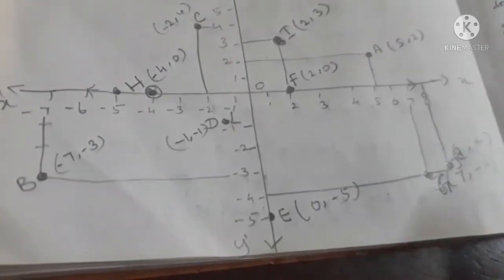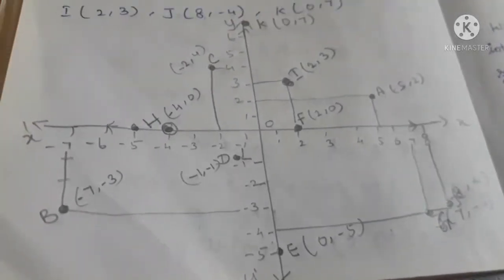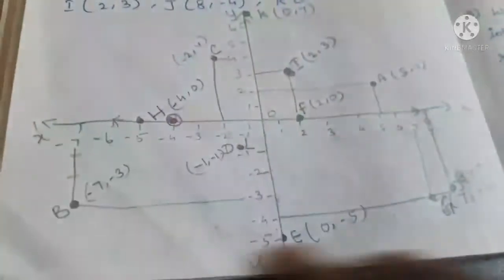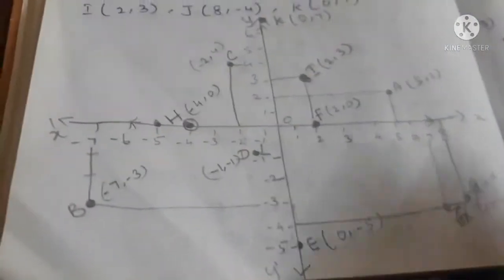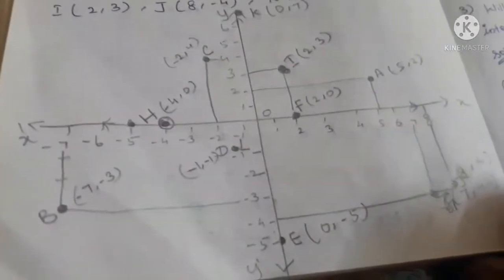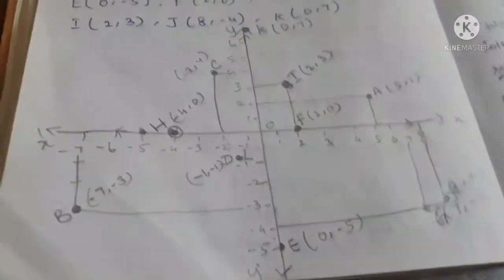Now let's take 3. If the y coordinate is given 3 or minus 3, the point will be 3 centimeters away from the x-axis. You should clearly understand this. Then I have marked this. Seeing this as an example, you can mark all the other points.